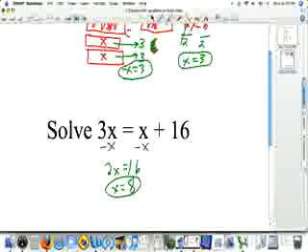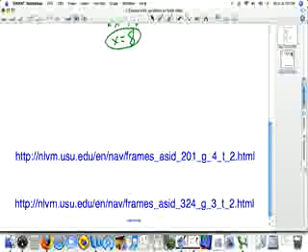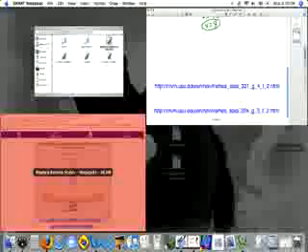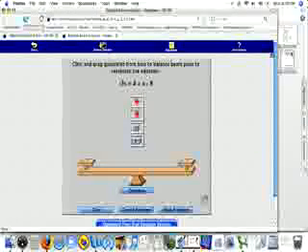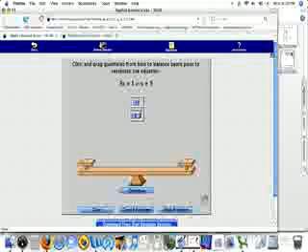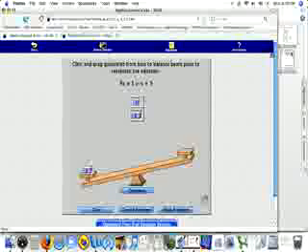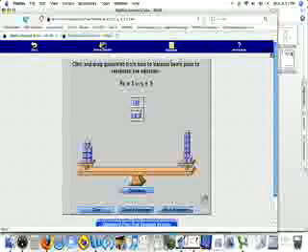Okay, here are a couple of great websites that have a whole bunch of practice problems, and not only that, but they actually help you to understand what's going on. So the first thing it wants you to do is drag these things over. On the left side I have 3x's plus 1. So I'm going to move 3x's plus 1 over here. On the right side I have x plus 5. So I'm going to move an x and 5 over here. And there we go, it's balanced.